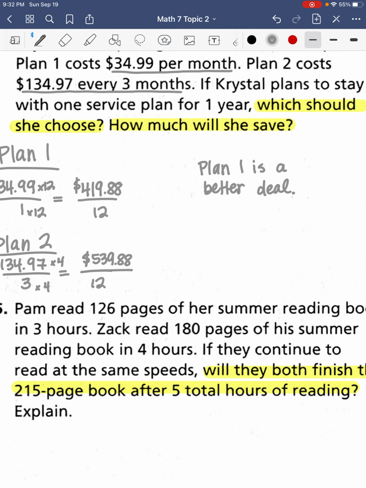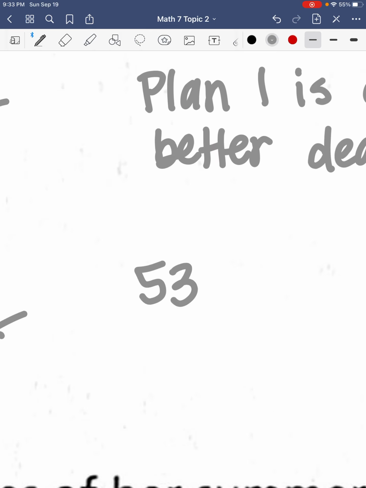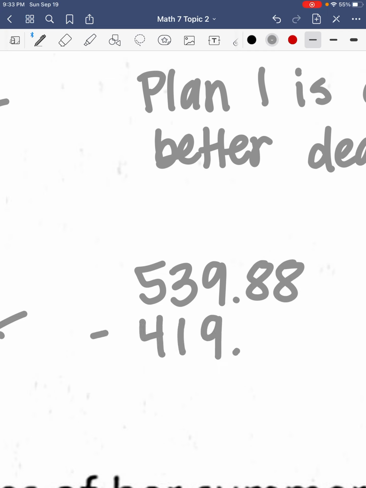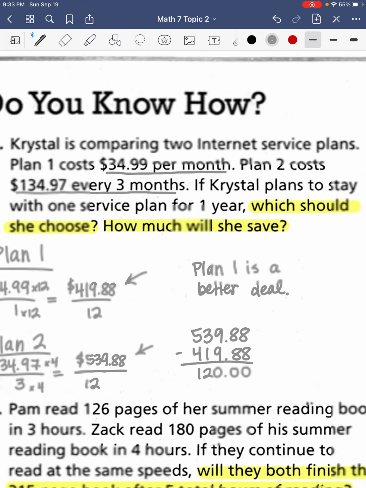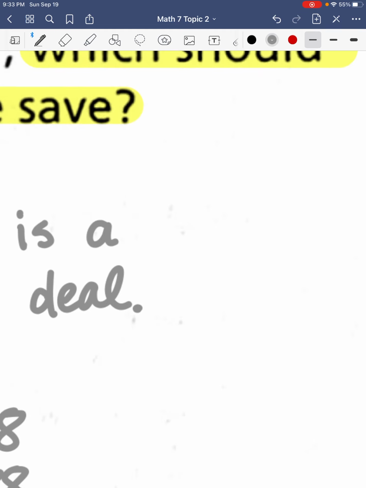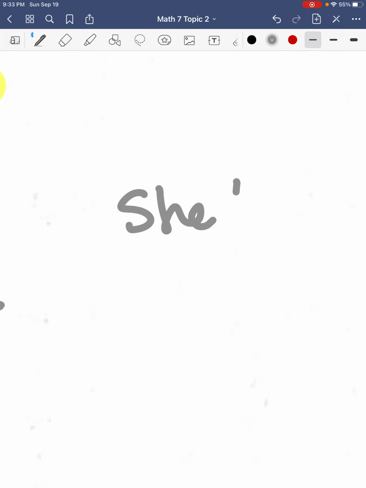Now we also are asked how much will she save. So in order to figure out how much she will save, we're going to take $539.88 and subtract $419.88 from that. So $539.88 minus $419.88. And you can do this by hand, or you can put this in your calculator. Either way, you'll get the same answer. You'll get $120. So how much will she save? She'll save $120.